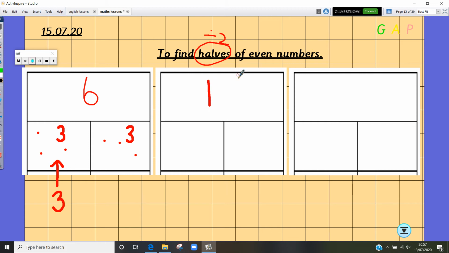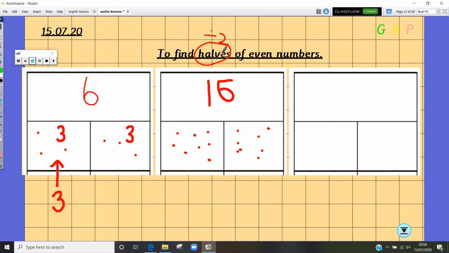So this time we're going to look at the number 16, sorry. So we've got the number 16. So we're doing exactly the same. We're going to take the number and we're going to share between the two boxes. So remember, stop when we get to 16. 1, 2, 3, 4, 5, 6, 7, 8, 9, 10, 11, 12, 13, 14, 15, 16, and stop.